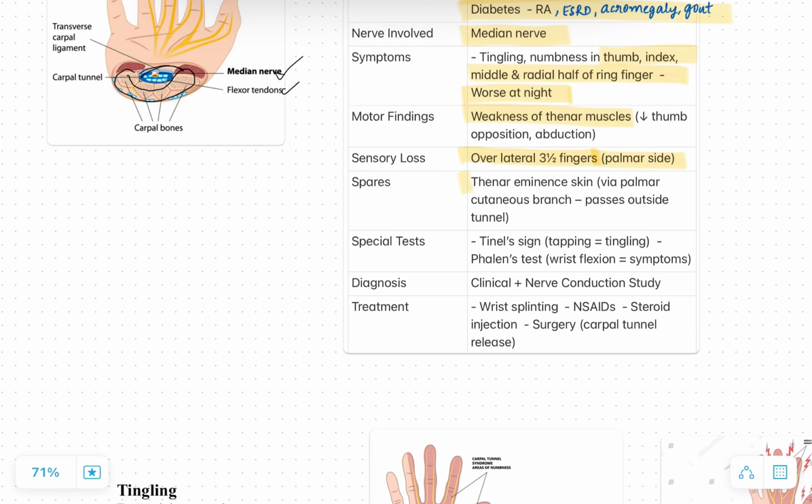It spares the thenar eminence skin because it is supplied by the palmar cutaneous branch, which passes outside the tunnel. So it will not be compressed inside the tunnel, so the thenar eminence skin will be normal.